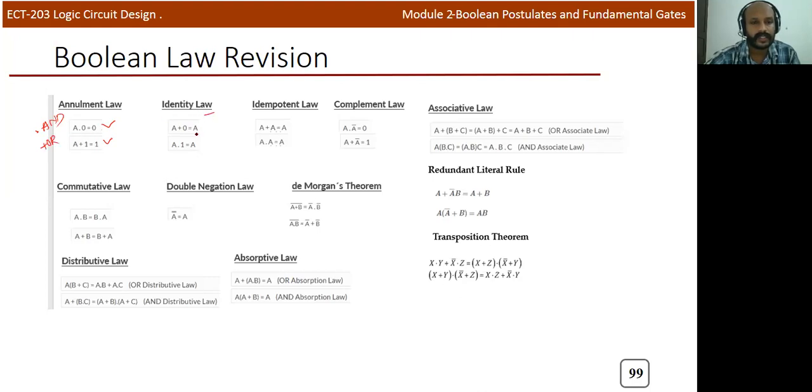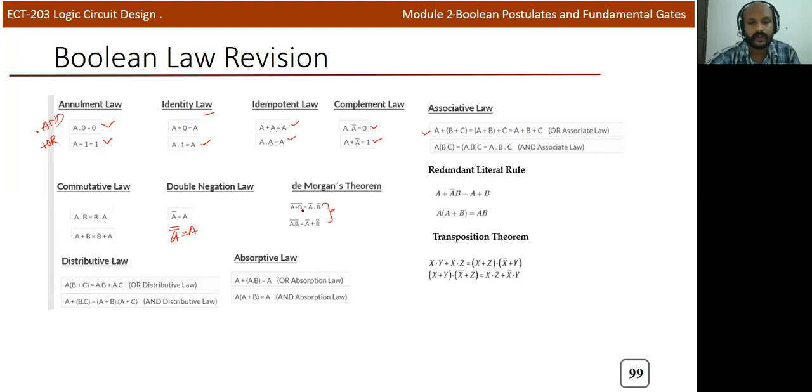Identity law says that a plus 0 is equal to a and a dot 1 is equal to a. Idempotent law says that a plus a, if you OR the same variable you will get a, and similarly for AND. Complement law says that if you AND the complement you will get 0, and in OR operation you will get 1. This is the associative law, in OR and in AND domain. This is the commutative law: a dot b is equal to b dot a. And double negation: a double complement is equal to a.